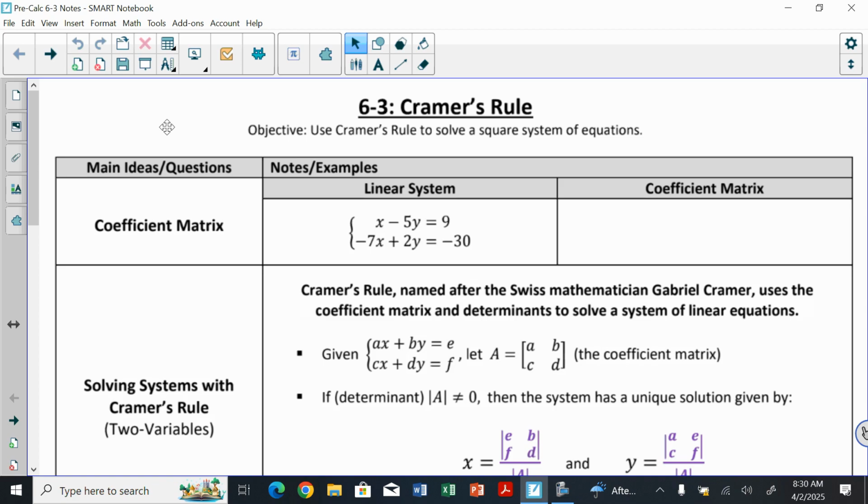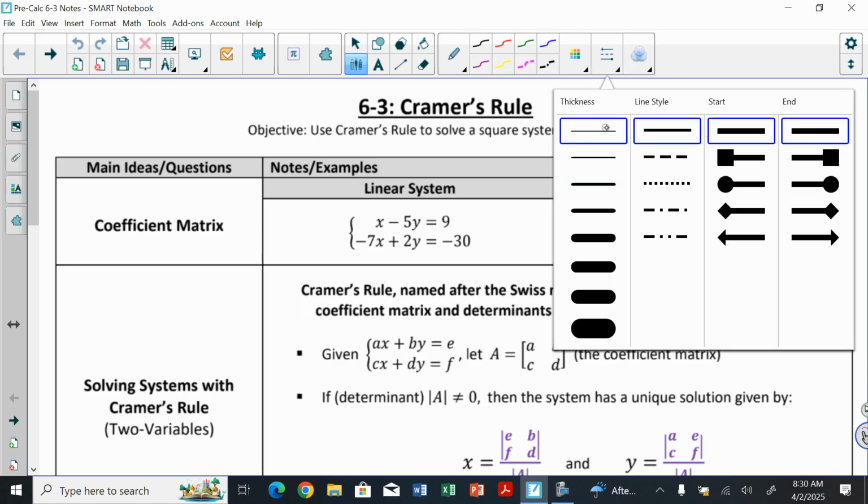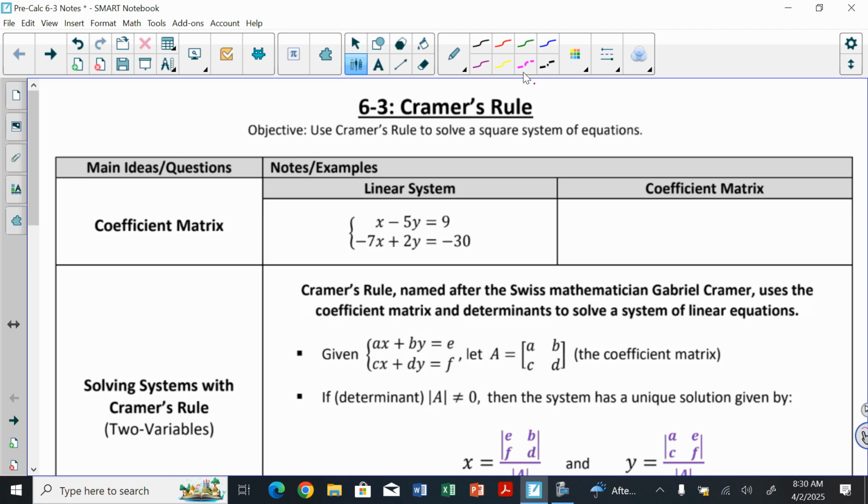All right, so again, what is a coefficient matrix? If we have this linear system here, the coefficient matrix, remember, is just the coefficients and not the solutions. In this example, we have the 1 in front of the x and the -5 in front of the y, and then the second equation would be -7 and 2. That would be our coefficient matrix.